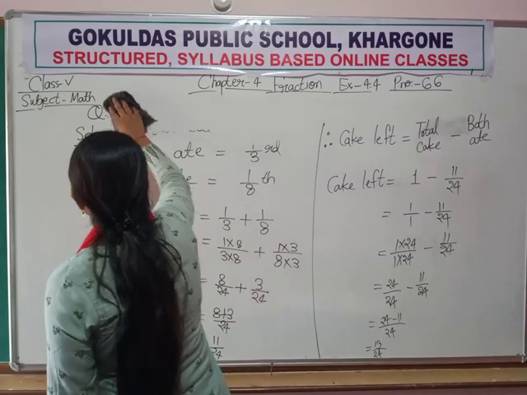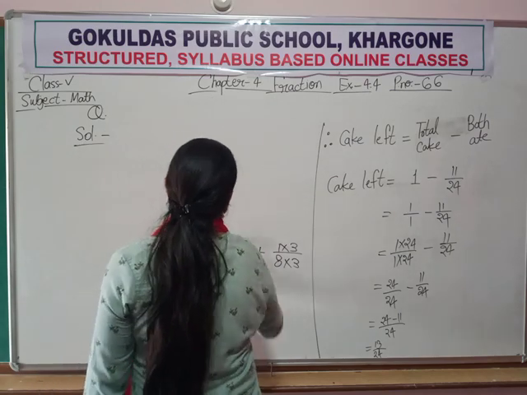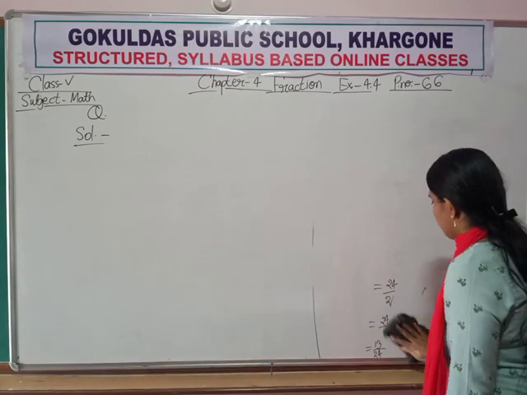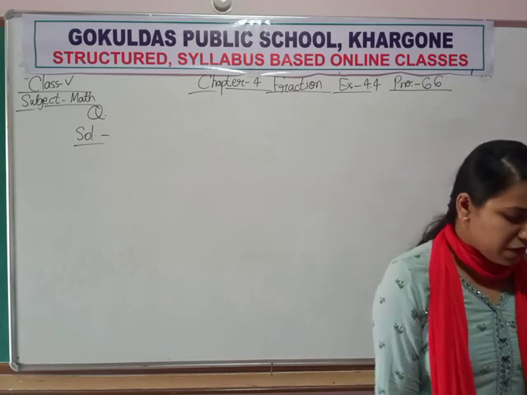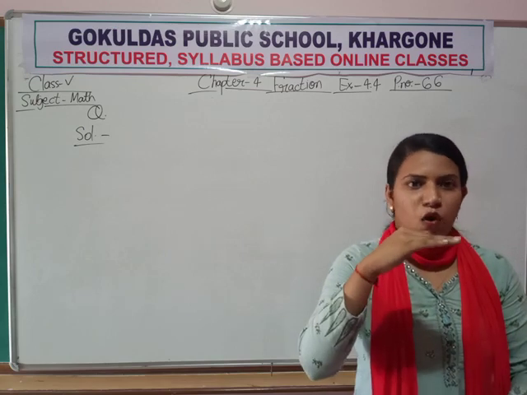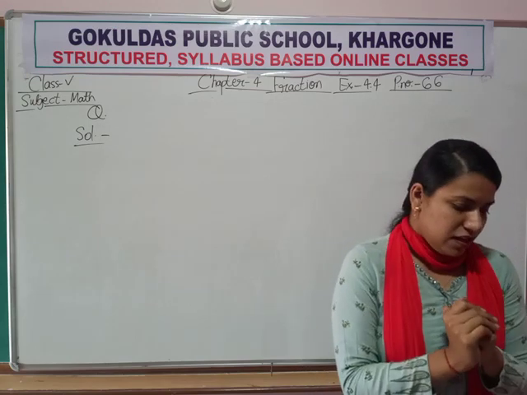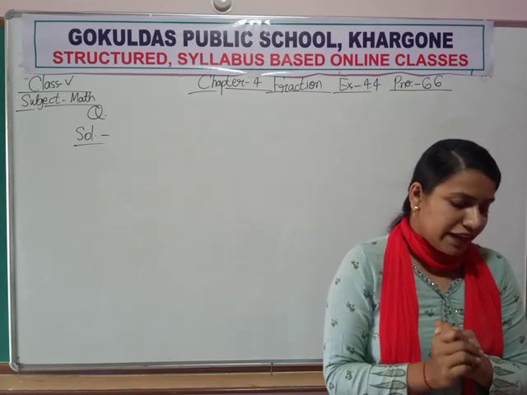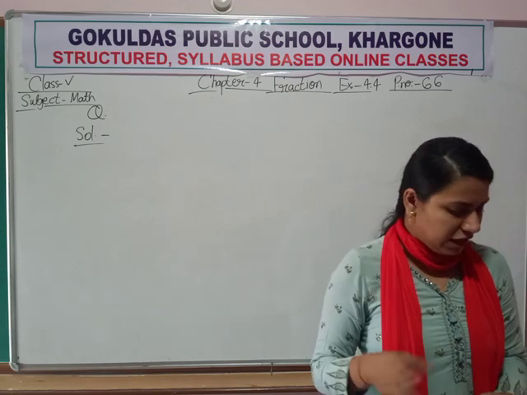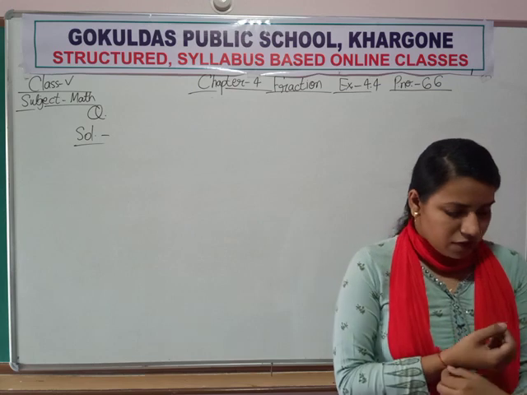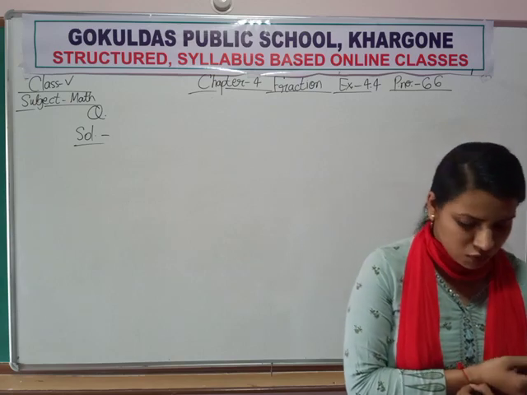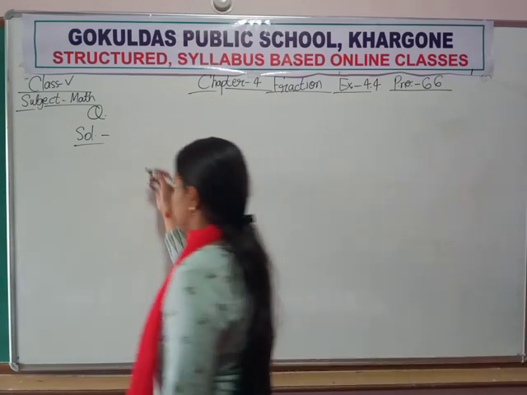Now question number 4. Read question number 4. From a tin containing 10 liters of paint, 7 1/8 liter was used for painting. 10 liter was there and something was used for painting. How much paint is left in the tin? So here, according to the question, it is clear that we need to perform this subtraction operation.